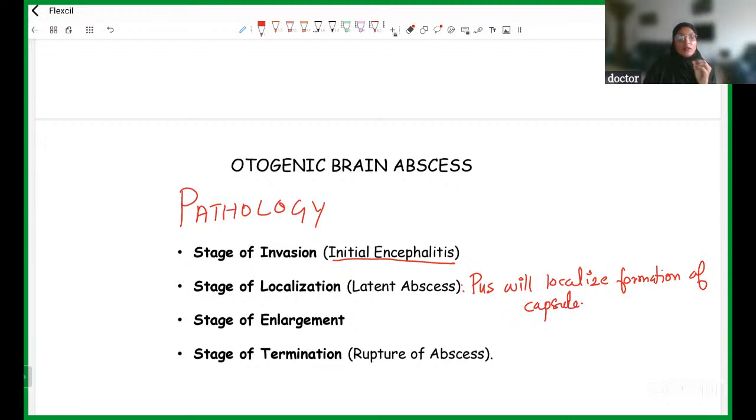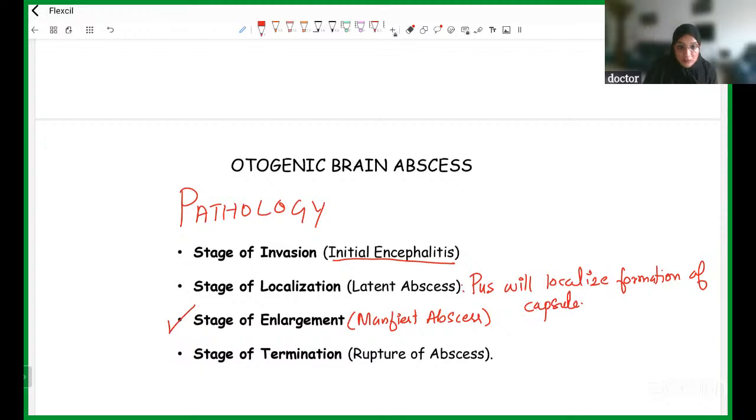All right. Now, there is one more stage called the stage of enlargement. This is also known as manifest abscess. So what happens here is that the abscess has set in, the capsule has been formed, and the pus has been localized. Now, this abscess will start to grow. And this zone of edema will appear around a round abscess. And now, from here, the patient will start showing symptoms.